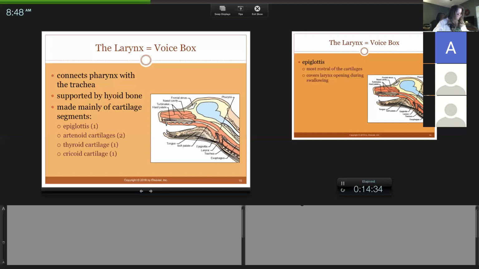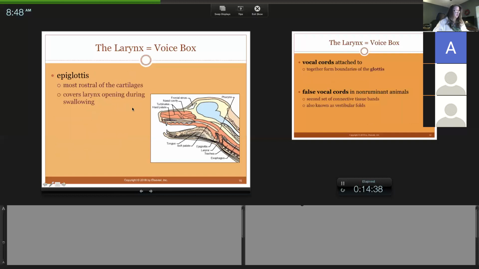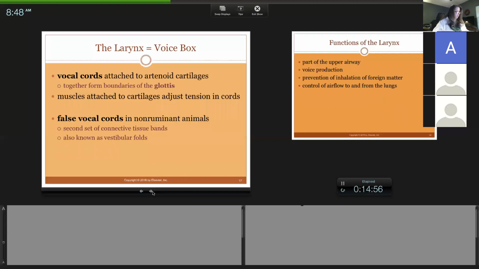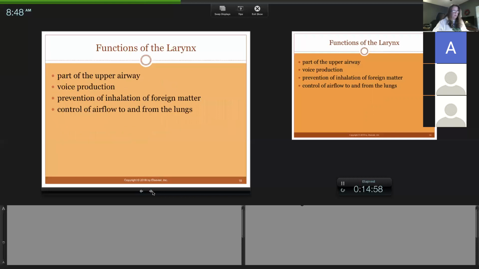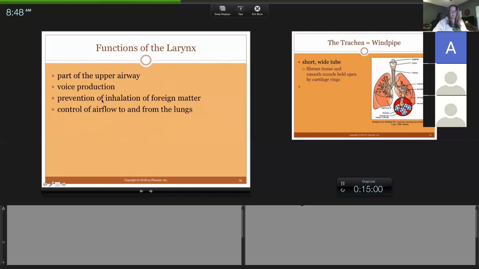So, two functions of the larynx, and then the epiglottis is the most rostral of those cartilages. So this is all cartilage here. These are all cartilages. This opens when they're breathing, closes when they're eating. The vocal folds make the sound, and these are the functions of the larynx: protect the airway, produce the voice, prevent inhalation of foreign matter.